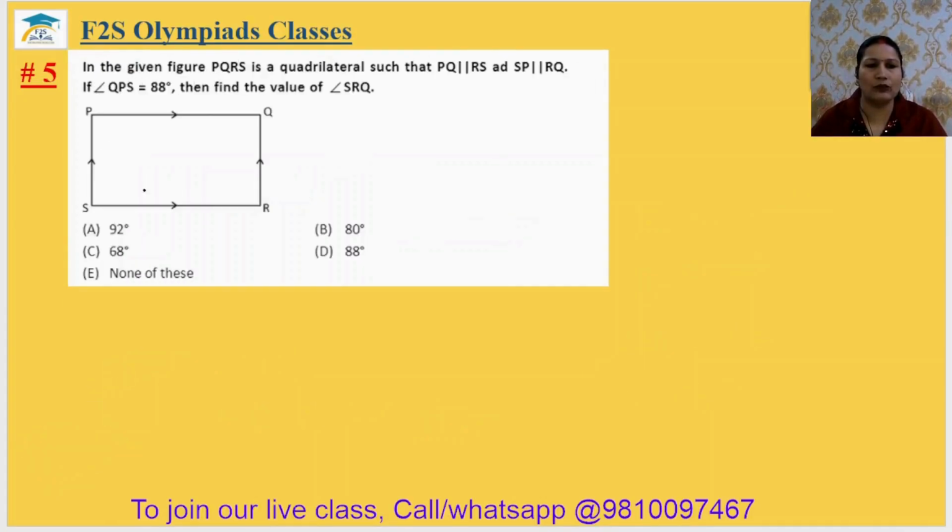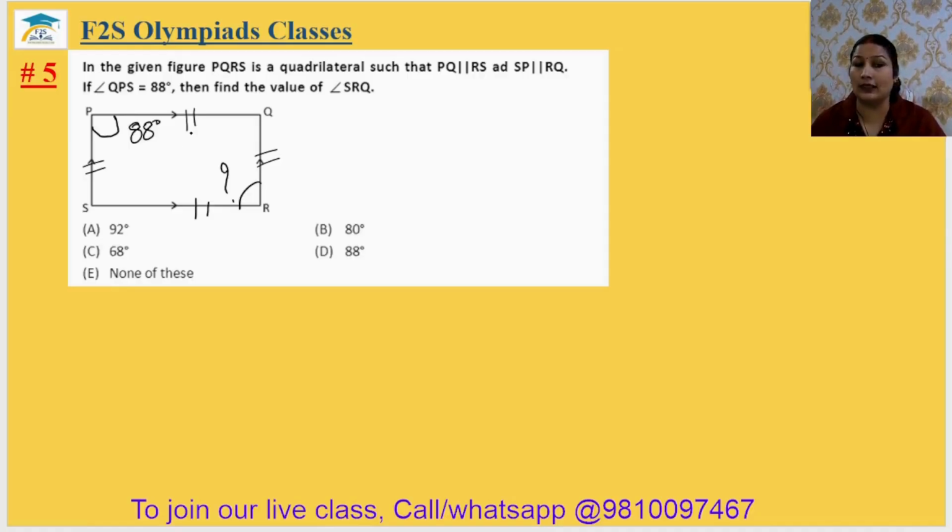Come to question number 5. In the given figure, PQRS is a quadrilateral such that PQ, this one, is parallel to RS and SP is parallel to RQ. Angle QPS, this is equal to 88 degree. Then find the value of SRQ. We have to find the value of this angle.